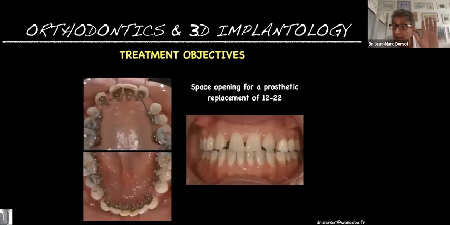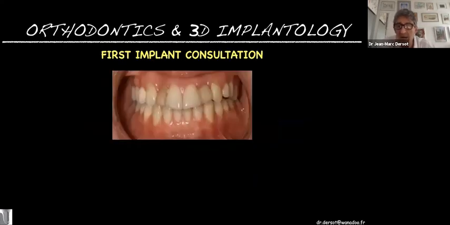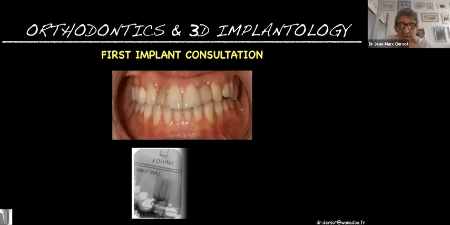So again, I don't see the patient at this time. The ortho sends me all the photos, and I receive the patient at this time. And with a wonderful letter, he tells me, I send you Lady X, and I think that it is time for you to insert the implant. Hopefully, the lingual braces are still in the mouth. And as you can see, there are only two provisional resin teeth to replace the two lateral incisors.